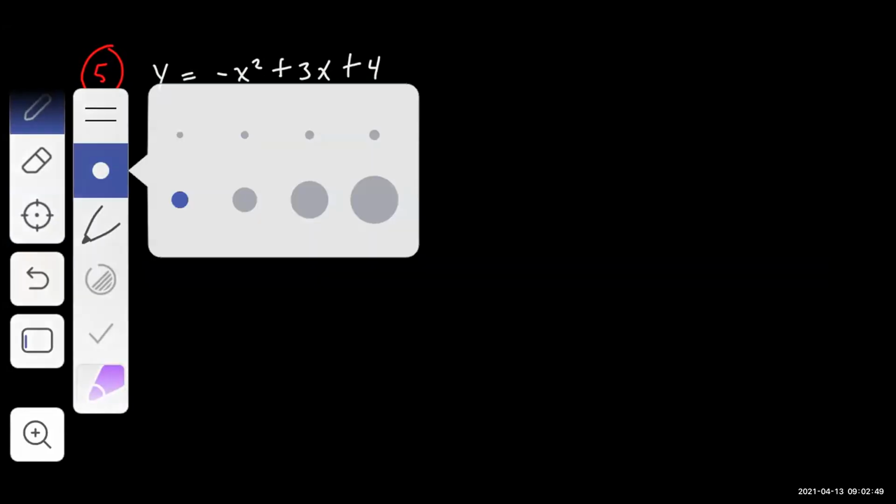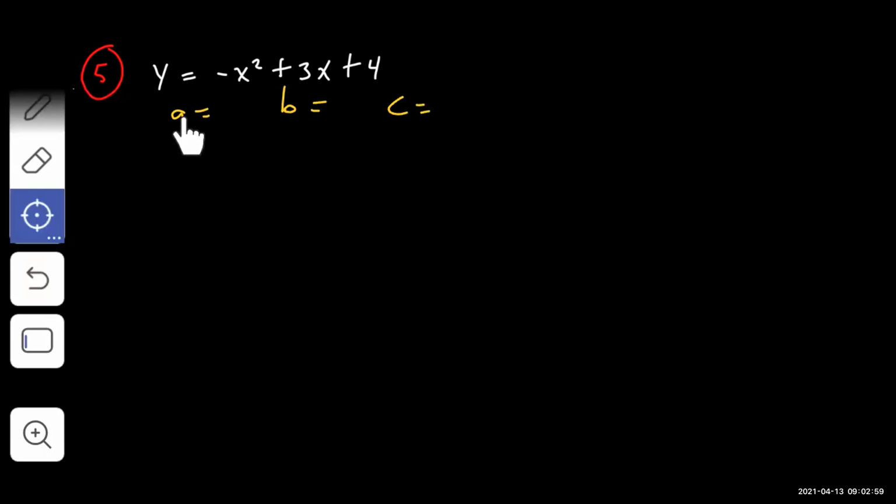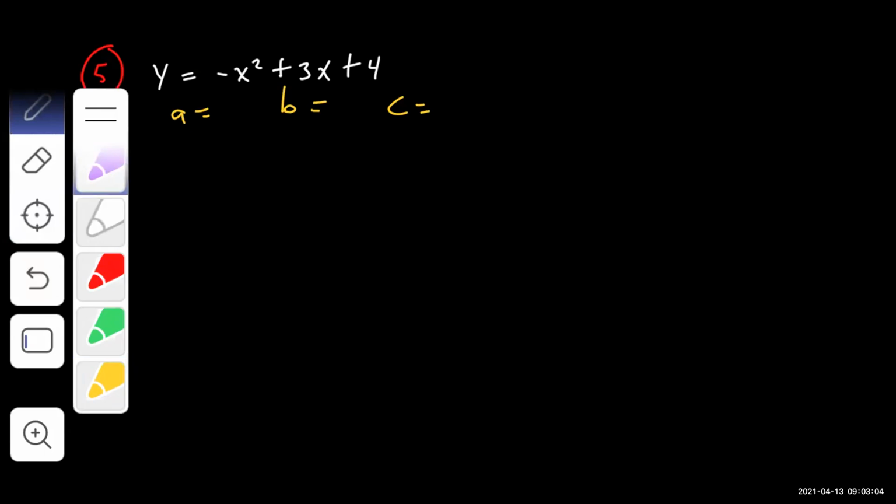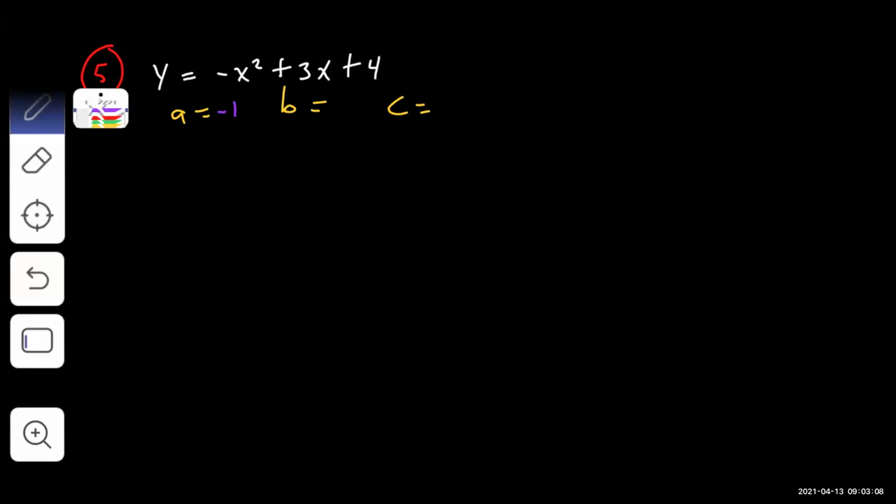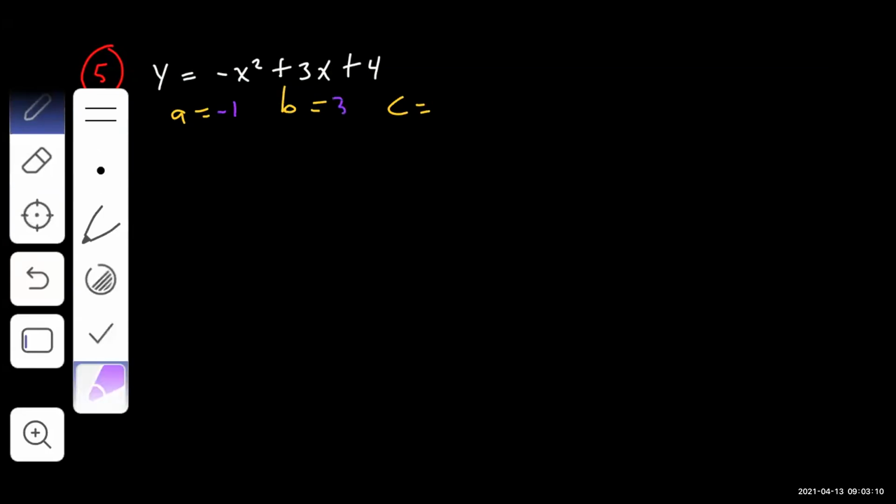Okay, let's try to graph this one. Again, let's copy all of this over. The first thing you have to do is identify the values A, B, and C. Can someone tell me what A equals in this case? -1. What is B equal to? +3. And what is C equal to? +4. Thank you very much.